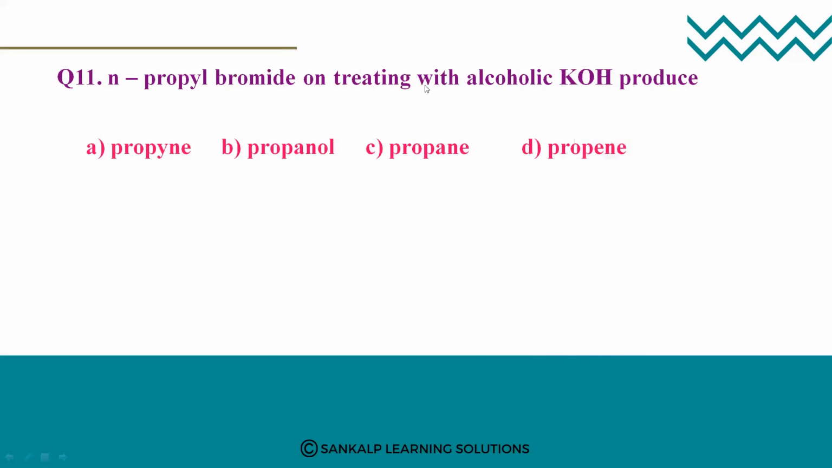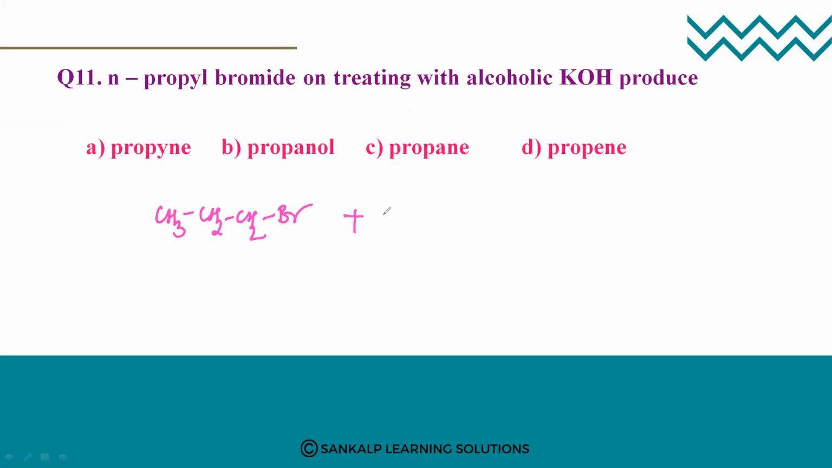n-Propyl bromide on treating with alcoholic KOH produces what? What is the structure of n-propyl? n-Propyl means 3 carbons, so it will be CH3, CH2, CH2, Br. n-Propyl means it will be a straight chain.